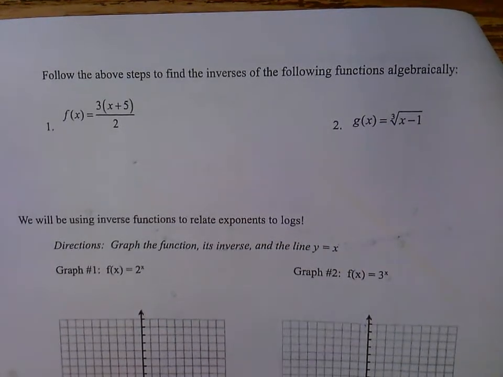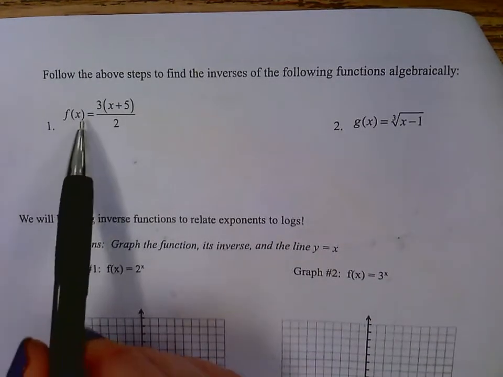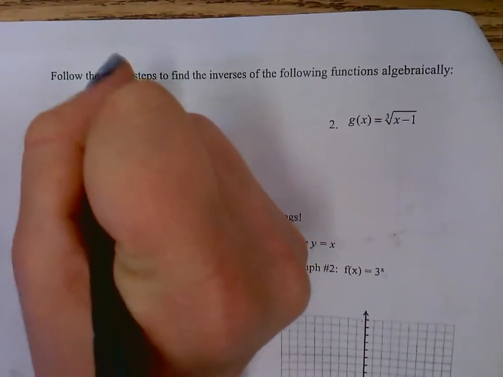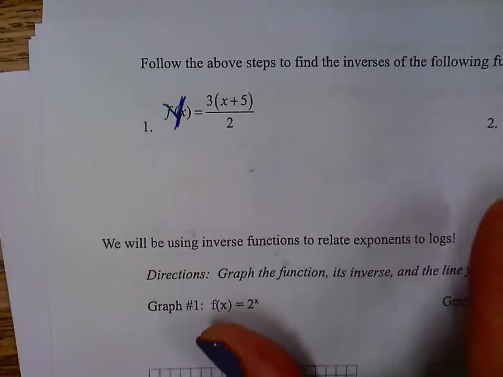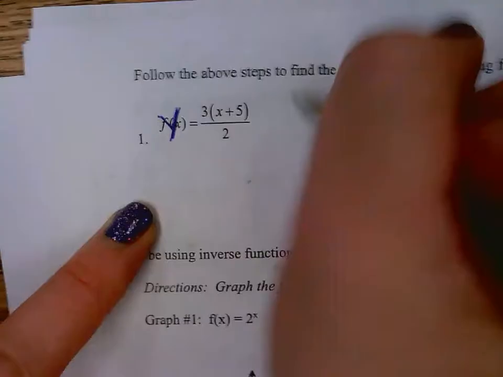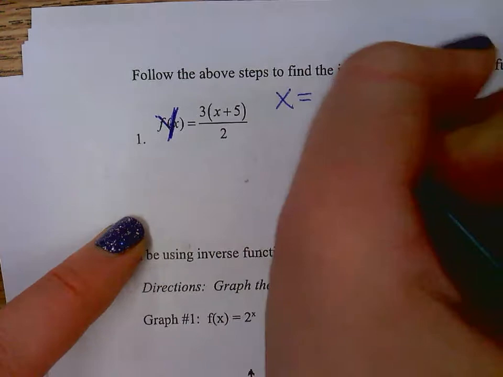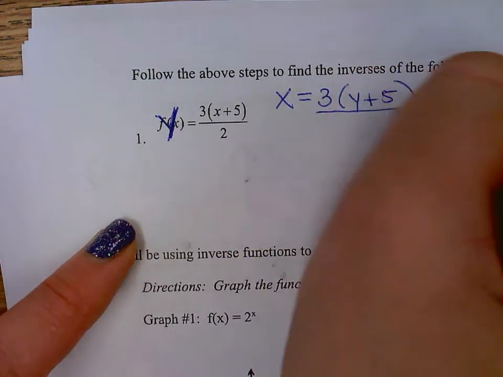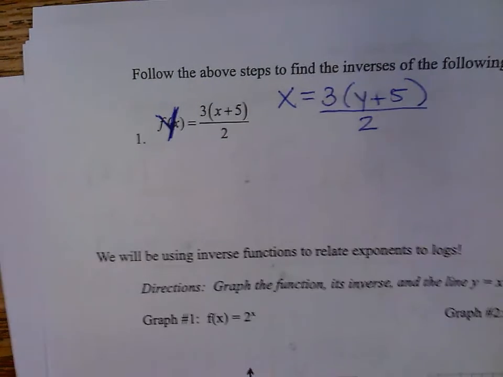So my first step is to switch x and y. I don't have a lot of room, so I'm going to start out by just writing a big y on top of the f of x, just so I don't have to rewrite the whole equation. So now I'm going to switch x and y. So I'm going to write it over here. X equals 3 times y plus 5 all over 2. So I switched x and y.